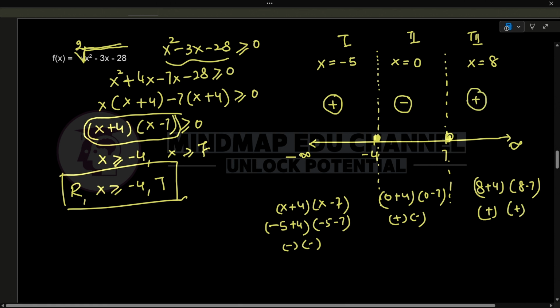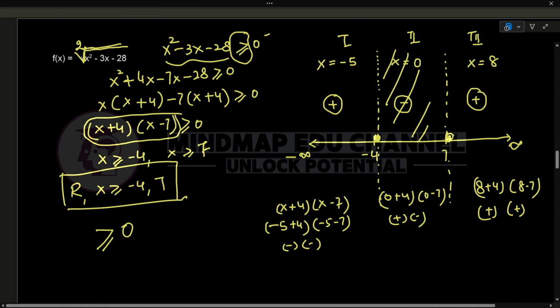Now, while taking the domain, we will not consider this middle section. Why? Because you see what we have here: it is greater than or equal to 0. If the result is negative, that is less than 0, then it is not possible here. We cannot take the negative results. So we will exclude this section.